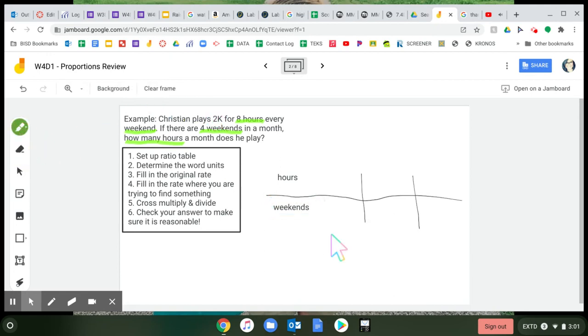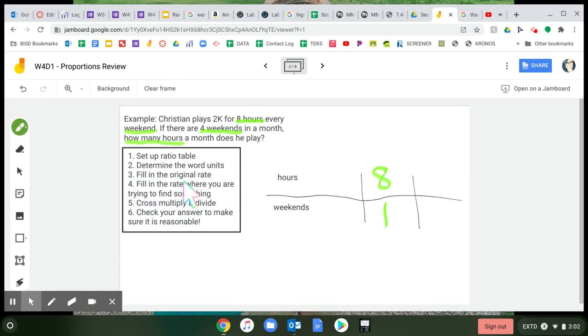The first rate that I see, the given rate, the two numbers that go together are 8 hours every weekend. So that's 8 hours. And every weekend, that represents 1 weekend. That's the original rate. That's what I know. I know that those two numbers go together.